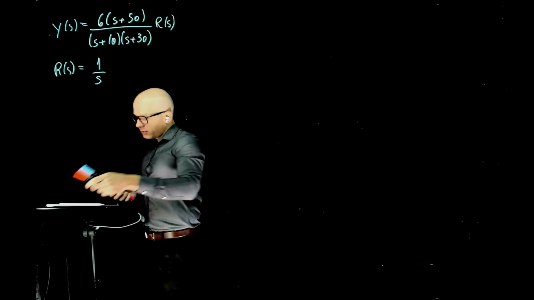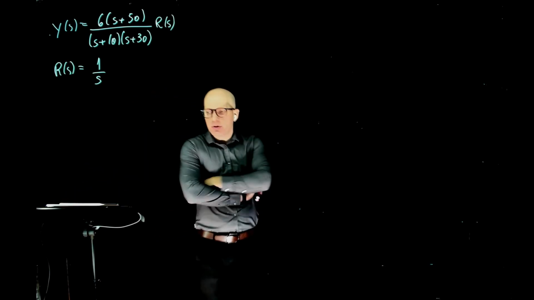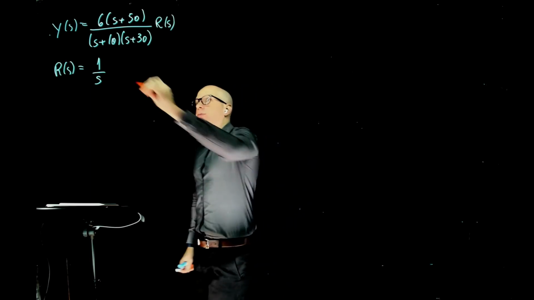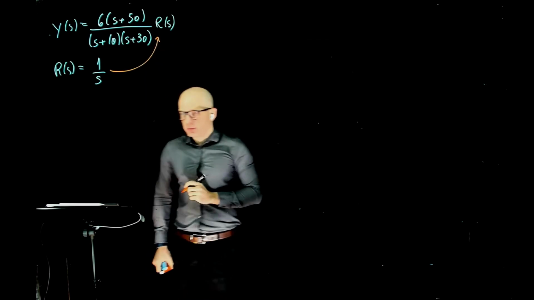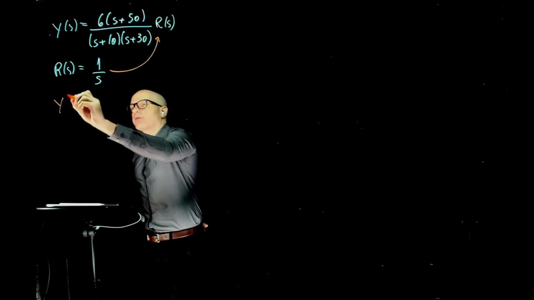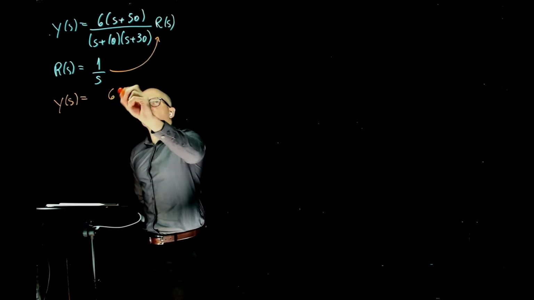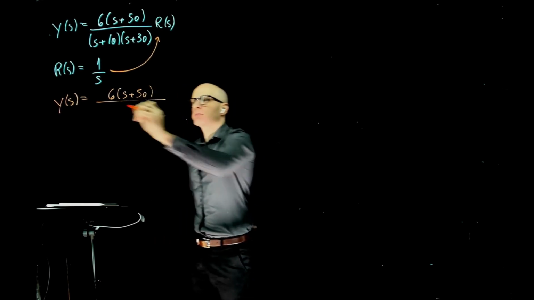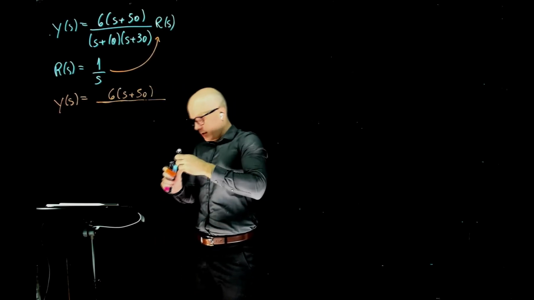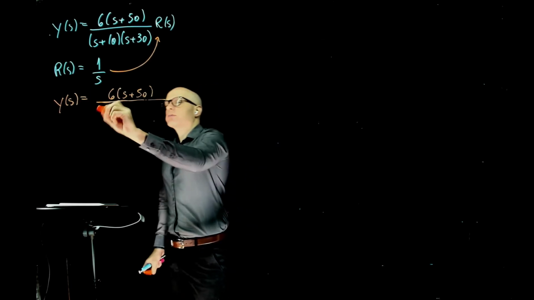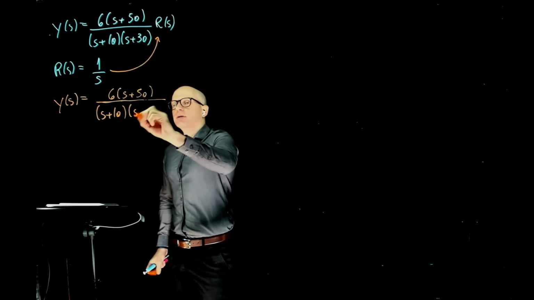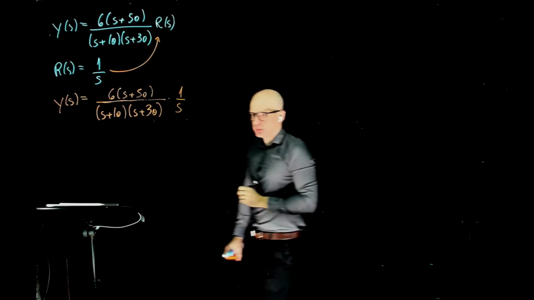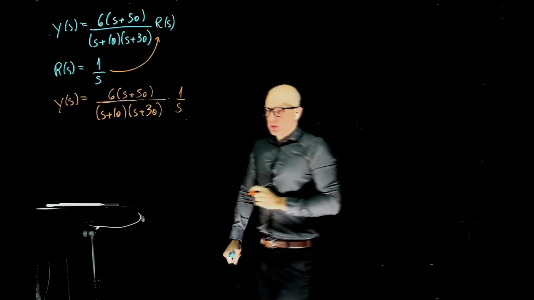The question first asks for the output y of t. So what would be the first step here to find y of t? Well, first you need to replace the input there. It means that our y of s becomes 6 times s plus 50 divided by s plus 10, s plus 30, times 1 over s. What do we do next?